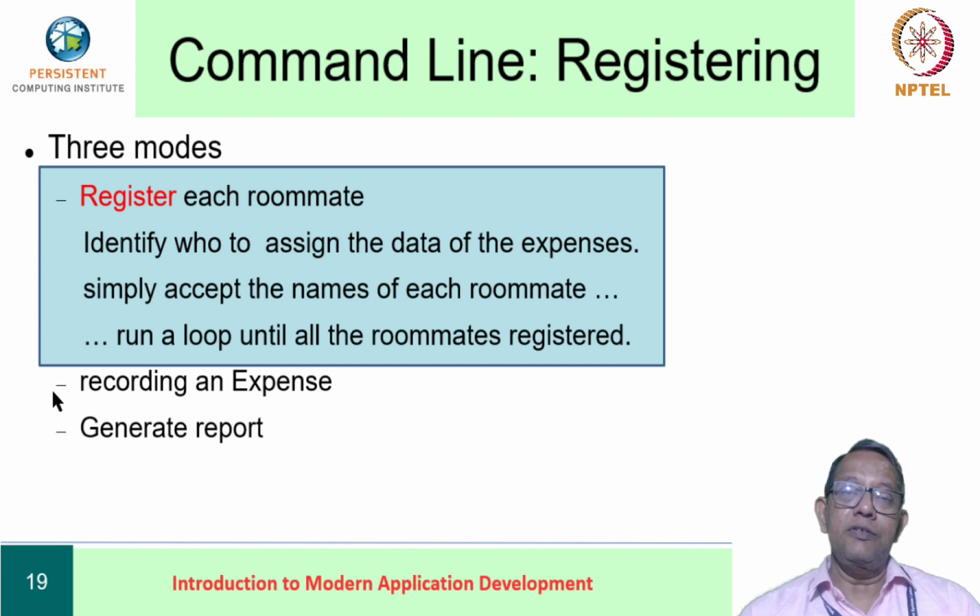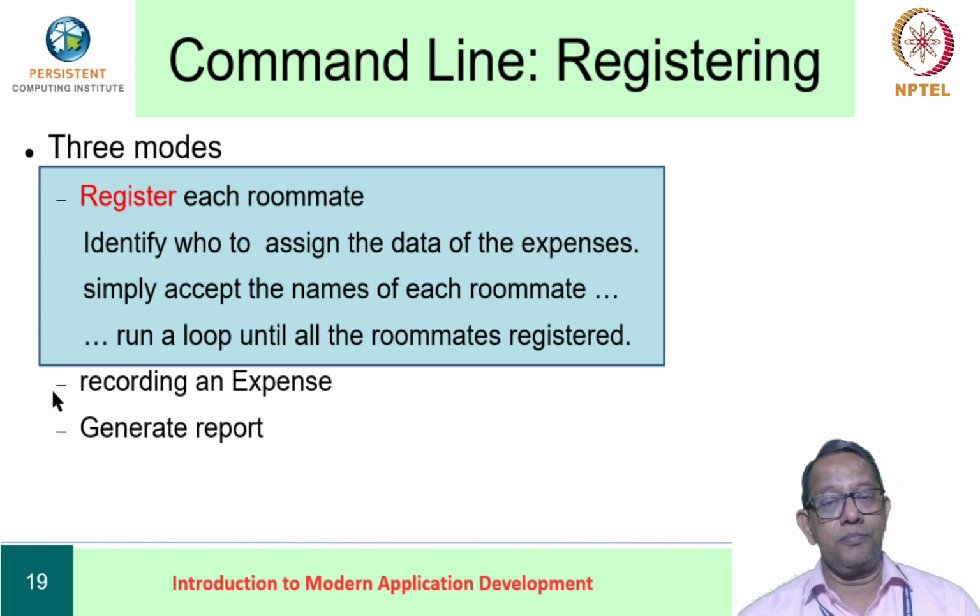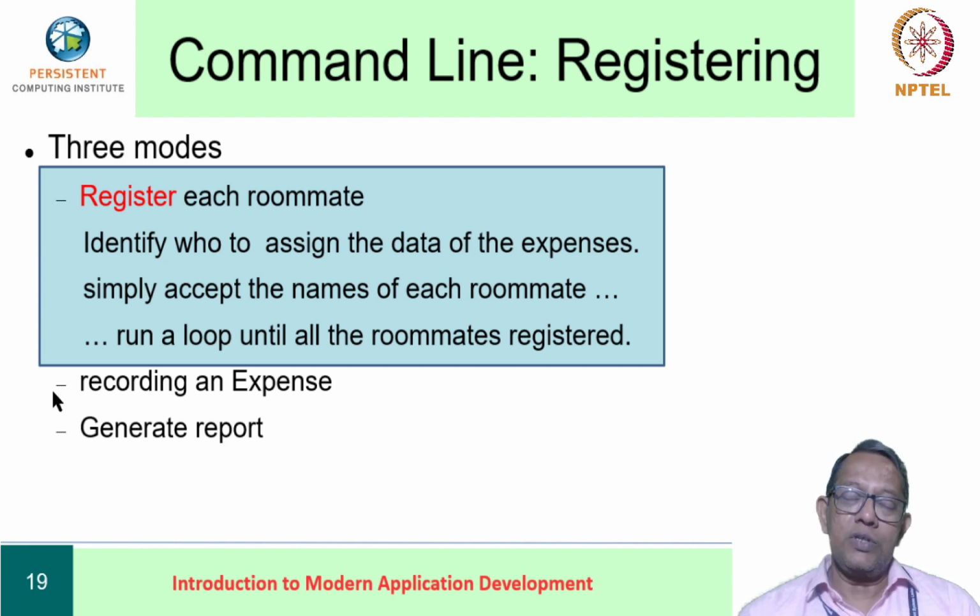Let's look at each individual mode a little more in detail. What does registering each roommate involve? Why do it? The registration act is required so that we can identify who to assign the data of the expenses to. How do we do it? Well, simply accept the names of each roommate. And how would that be done? Run a loop until all the roommates are registered. This is a very simplistic approach, but nevertheless it works.